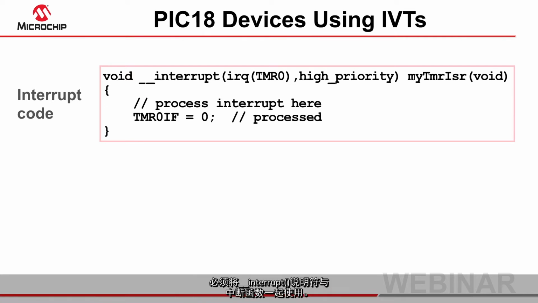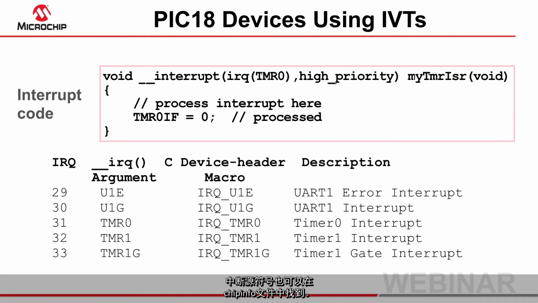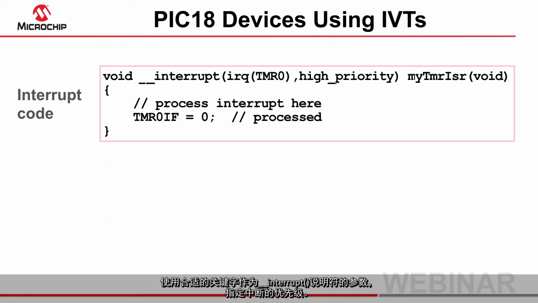You must use the _interrupt specifier with the interrupt function. Indicate the interrupt source by using the IRQ argument and a predefined symbol corresponding to the interrupt number. The interrupt source symbols can also be found in the chip info files. Specify the priority of the interrupt using the appropriate keyword as an argument to the _interrupt specifier.